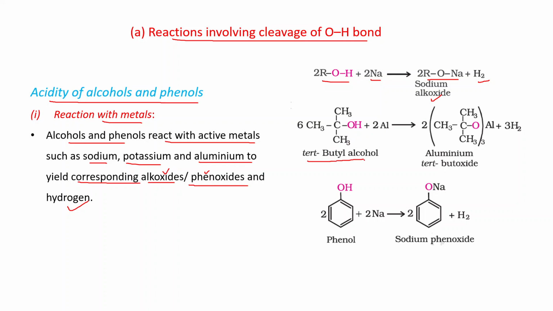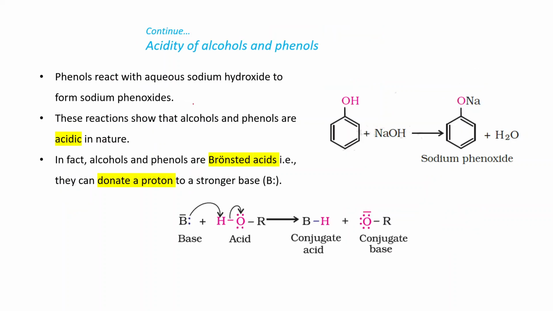This is tertiary butyl alcohol. When it reacts with aluminium, we will get aluminium tertiary butoxide along with the liberation of hydrogen gas. When phenol reacts with sodium, it will form sodium phenoxide with the liberation of hydrogen gas. Phenols react with aqueous sodium hydroxide to form sodium phenoxide. This reaction, phenol reacting with NaOH, forms sodium phenoxide. These reactions show that alcohols and phenols are acidic in nature.